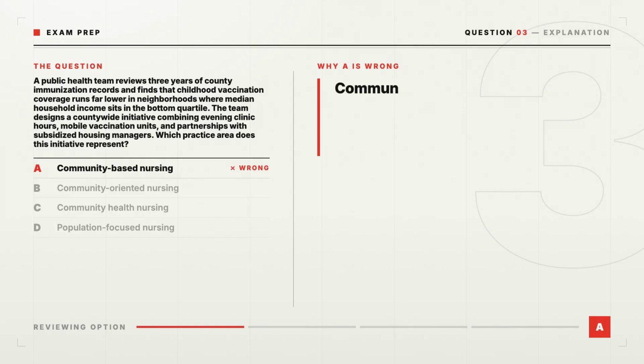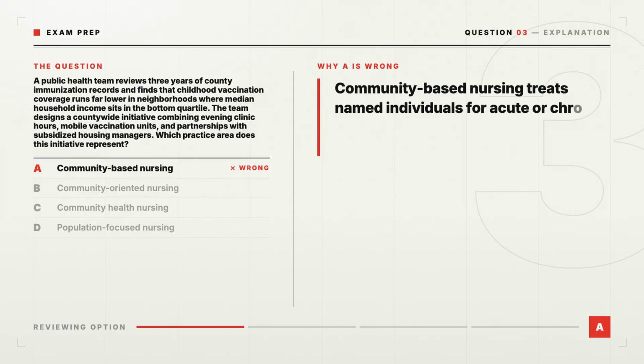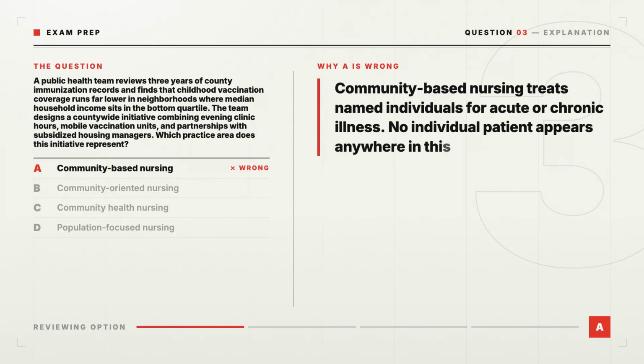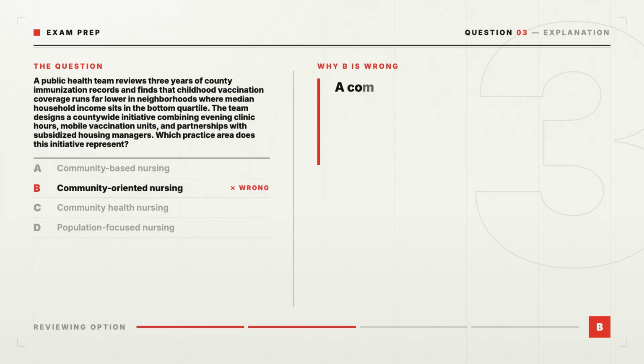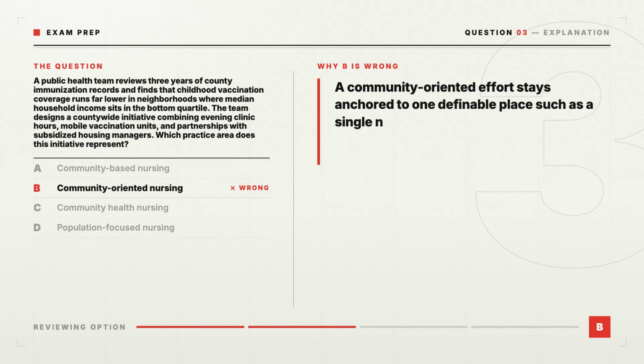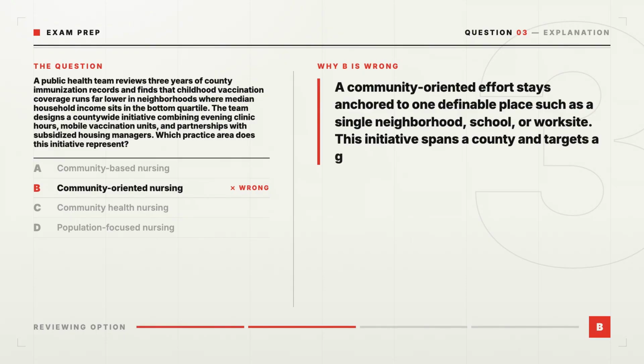A is wrong because community-based nursing treats named individuals for acute or chronic illness. No individual patient appears anywhere in this scenario. B is wrong because a community-oriented effort stays anchored to one definable place, such as a single neighborhood, school, or work site. This initiative spans a county and targets a group defined by income rather than by locale.